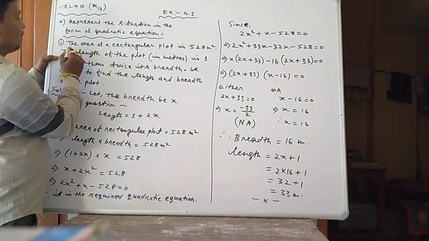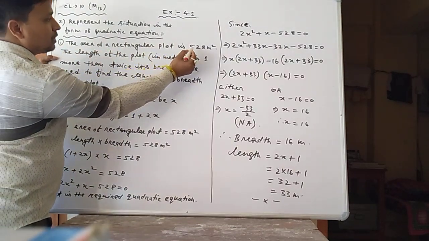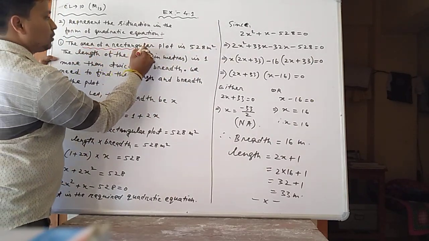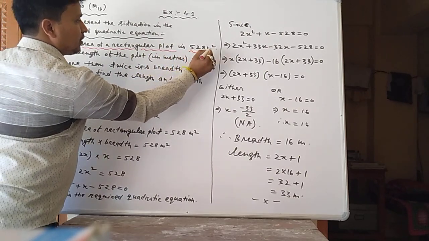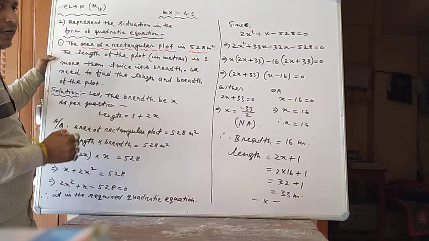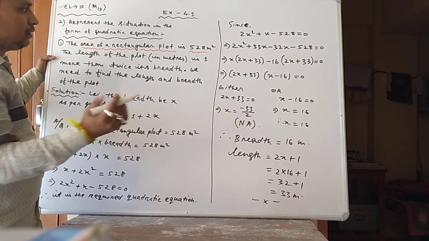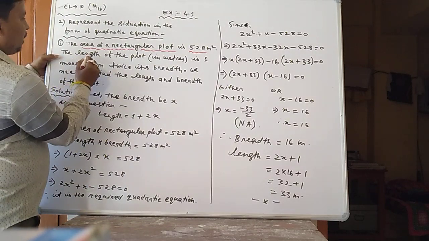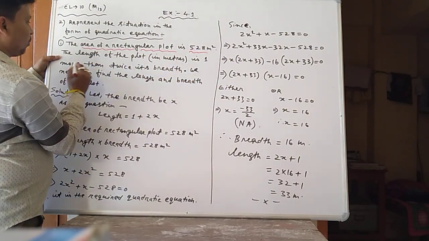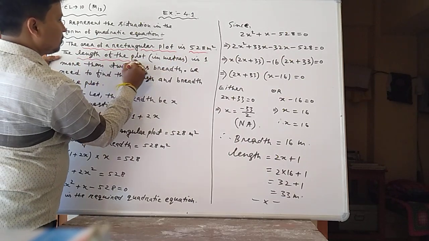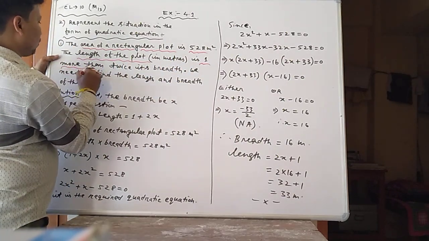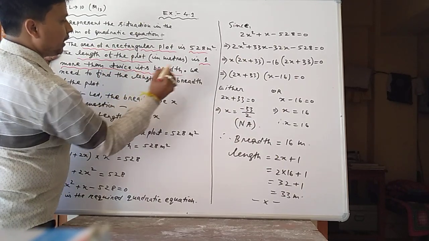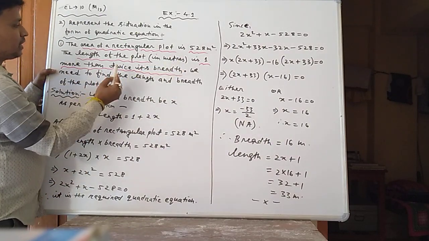So what is written there? The area of a rectangular plot is 528 meter square. So area of a rectangle equal to length into breadth equal to 528 meter square. Second case, the length of the plot is one more than twice its breadth.